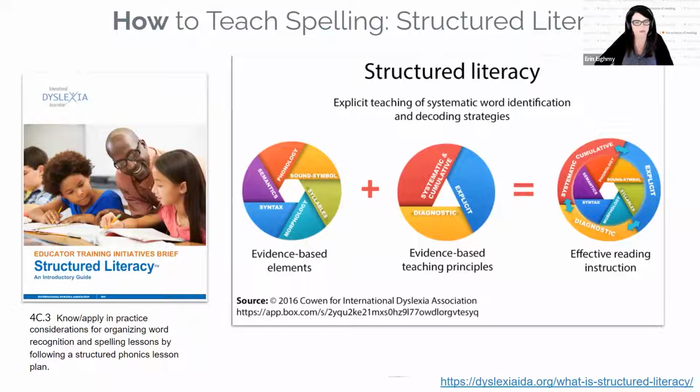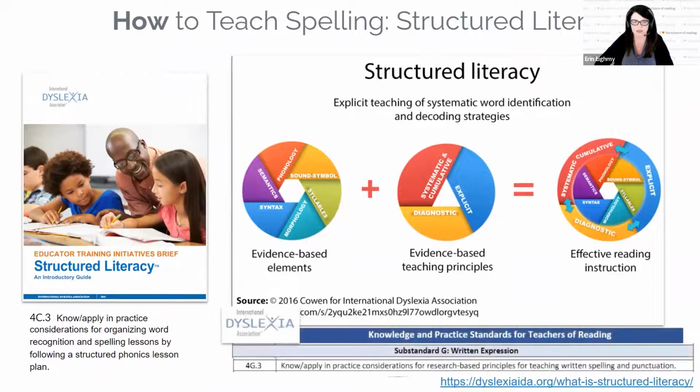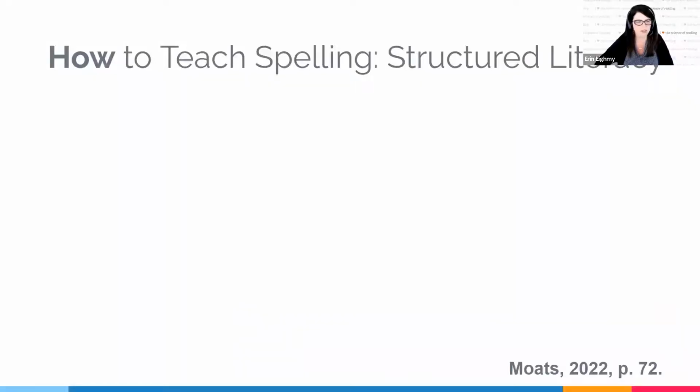If you want to know more about what you should know as a teacher, I highly recommend going to IDA's Knowledge and Practice Standards and taking a look at what we should know in order to teach these concepts. And the link for that document is also in the Wakelet. So according to the structured literacy framework, research is showing that spelling instruction in the classroom should have a basic set of parameters.